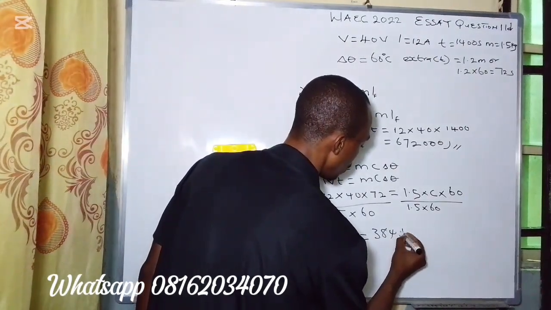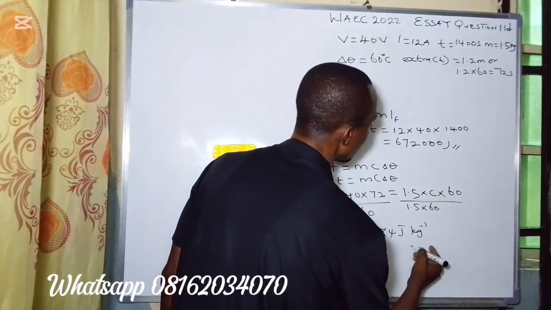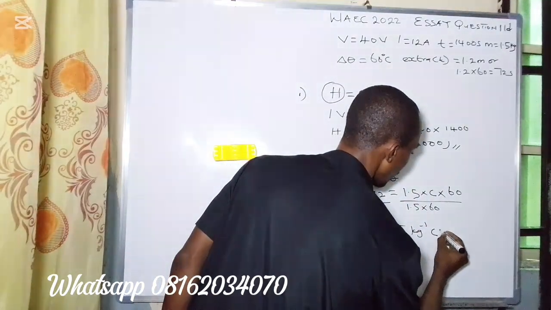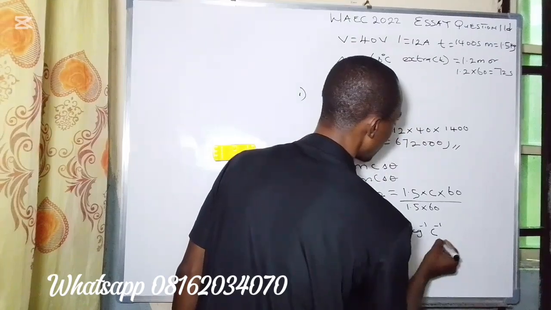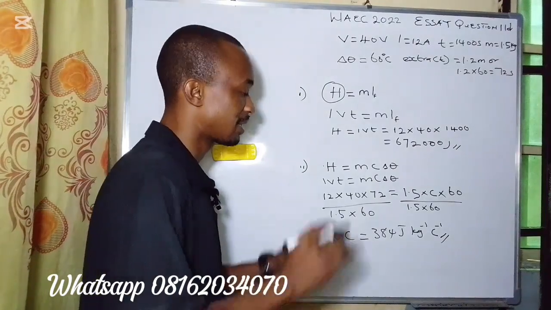If you do this with your calculator, you're going to have 384 joules per kg. I would love to say per Kelvin, but since we already have Celsius here, I will say per Celsius. So maybe you're going to argue about this. Please do well to argue, and I will also tell you why I did that.